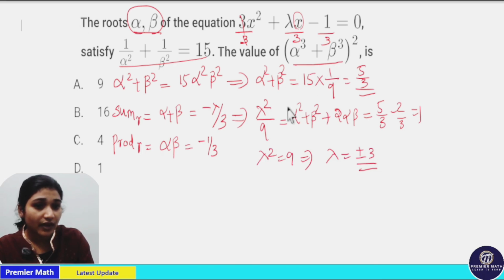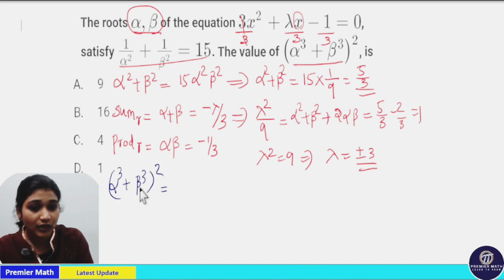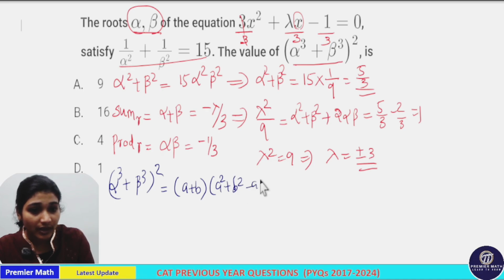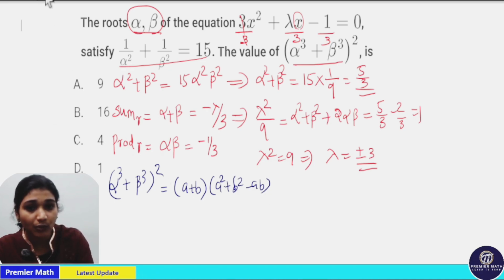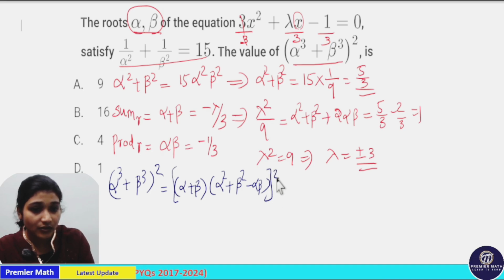Then we can find the value of (alpha cube plus beta cube) the whole squared. Now this is in the form of a cube plus b cube. a cube plus b cube is equal to (a plus b) into (a squared plus b squared minus ab). So if you write it in the form of alpha squared plus beta squared, this will become (alpha plus beta) into (alpha squared plus beta squared minus alpha beta). Now we have to take the whole square.